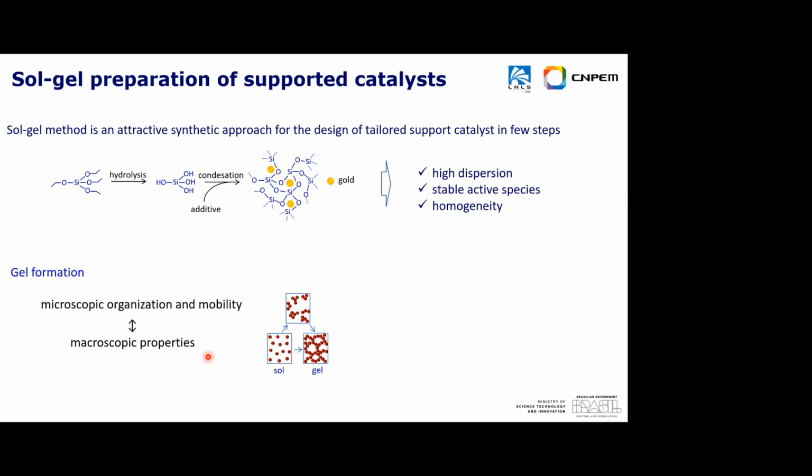But during the gel formation, we know that the microscopic organization and mobility of these species to form the gel network will control the final properties of the material. And when we include, for example, metal species during the gel formation, it can change the way these particles connect to form the network. Depending on the concentration, it can really not allow this homogeneous network formation. We can have segregated domains. So it's important to understand the dynamics of the gel and also the dynamics when we include this metal, how it's going to change.